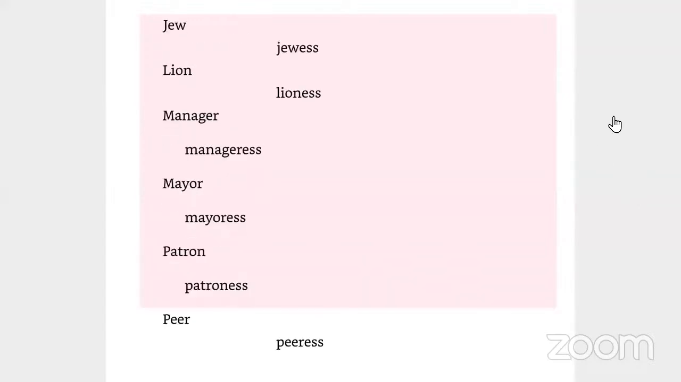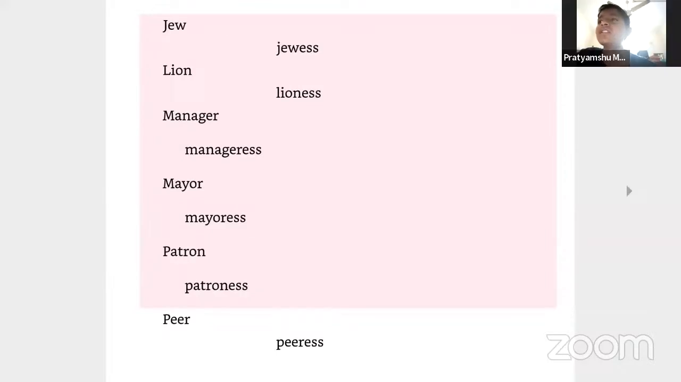Host, hostess. Who's a host? Is there anyone who calls a guest? A host is somebody who entertains the guests. Hostess, if she is a lady host, or maybe the wife of the host.